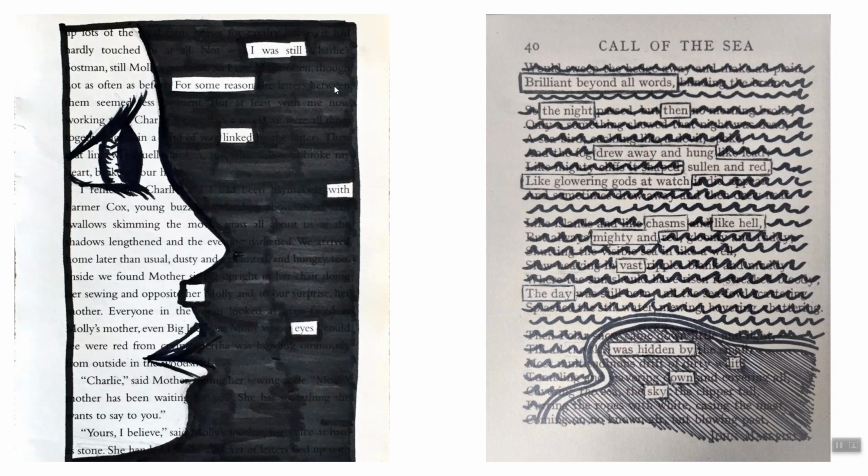Maybe this one was a teen romance drama. I would still, for some reason, linked with her eyes. And then they drew this picture of this pretty girl here with beautiful eyes. Here's the call of the sea. Brilliant beyond all words, the night then drew away and hung sullen and red, like lowering gods to watch chasms like hell. Mighty and vast, the day was hidden by its own sky. This is really cool stuff.